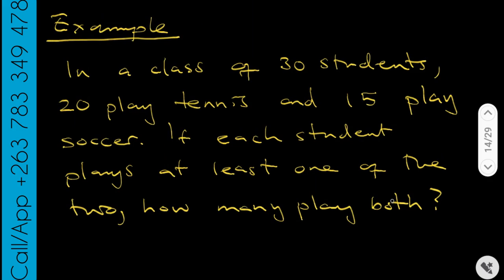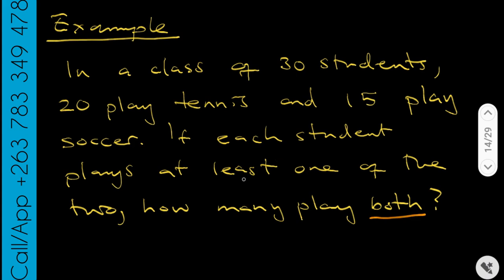All right, so let's see how we can apply Venn diagrams to solve more complex problems. So we have an example here. In a class of 30 students, 20 students play tennis, 15 students play soccer. If each student plays at least one of the two, how many play both?